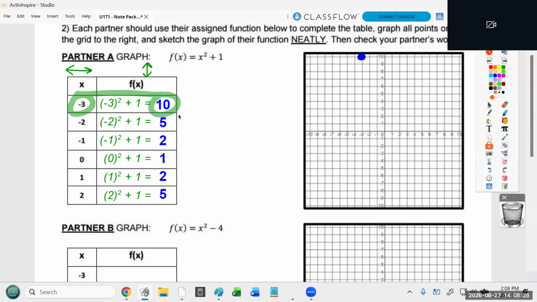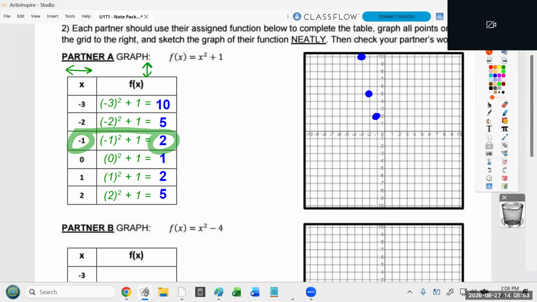Next point is here at -2, 5. So that means start at the origin, go back 2, go up 5. Place a point there. Next point, -1, 2. So that means start at the origin, go left 1 and up 2. I'm going to place a point right there.